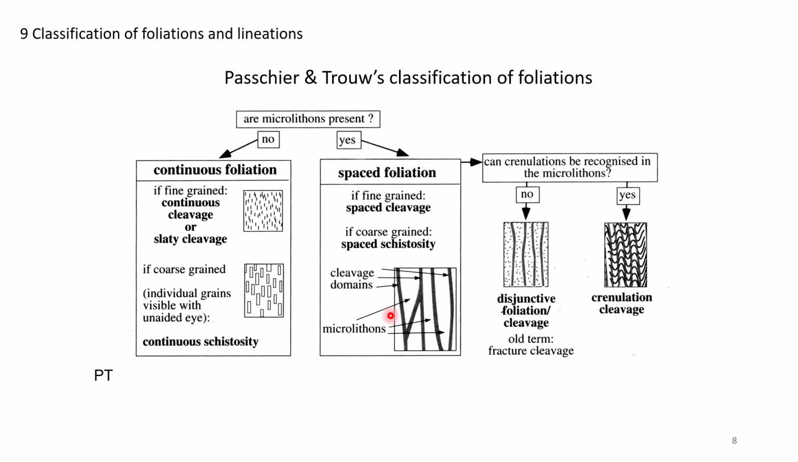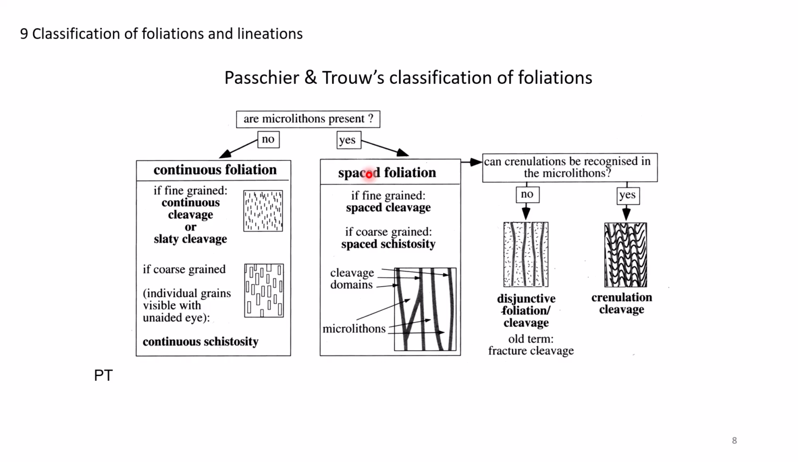Here we see Passchier and Trouw's classification schemes in kind of a flow diagram. The application of this diagram is fairly straightforward. The first question you would ask when you assess the foliated rock is, are microlithons present? If that is not the case, you are looking at some sort of continuous foliation, a foliation that is not separated by unfoliated layers. If microlithons are present, then you would talk about spaced foliations.